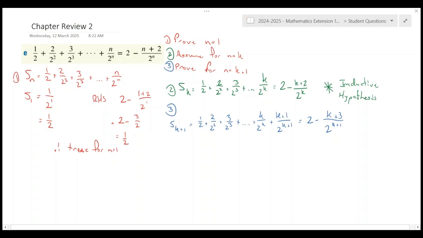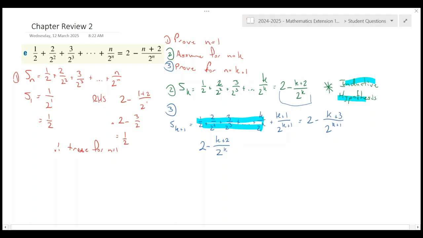So there we go. So there's that. Now, what I want you to take note of, and this is where our inductive hypothesis comes in, that is from our inductive hypothesis. We've already got that up there. So what we're going to do is we're actually going to use that and replace all of that with this bit here. So I've now got equals 2 minus k plus 2 over 2 to the k.